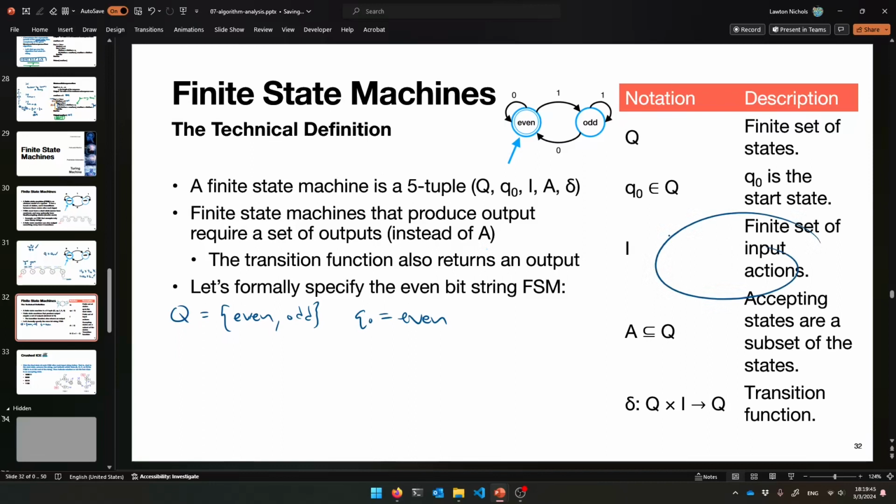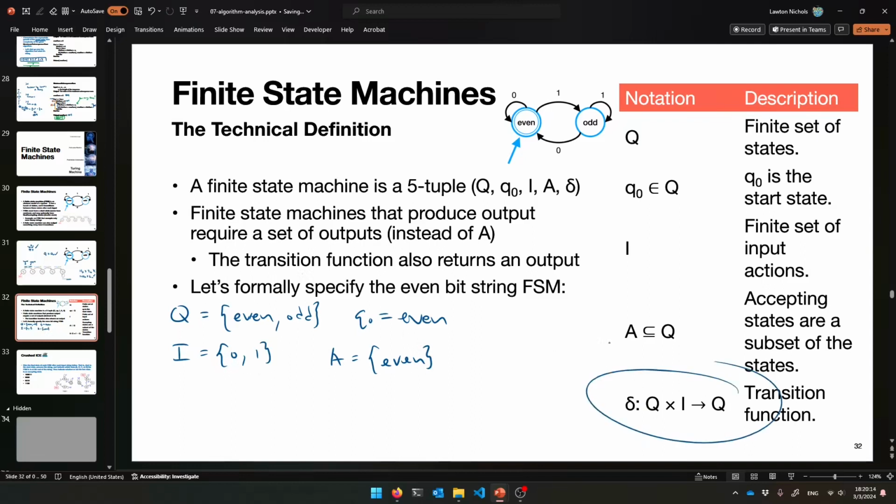Our input actions, the things that we feed in to drive our finite state machine, are either 0s or 1s. Those are the things on the arrows. So I is either we see a 0 or we see a 1. Those are our input things that we care about. Our accepting states are a subset of our total states. We care about things being even. So the set of states that I want this machine to end on is just the set with even in it. That's all I care about.